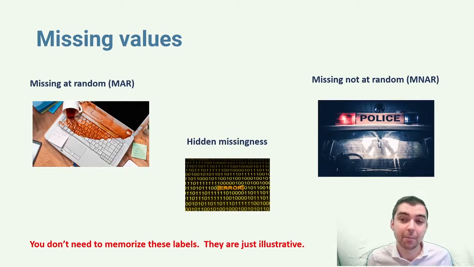A final type is missing not at random. Imagine that you wanted to know the percentage of people that used illegal drugs. So you walk out into New York City and you ask 1,000 random people, do you use illegal drugs? Some people say, I don't want to answer that question. That would be a missing value. Now, would there be a pattern between whether or not people decide to ignore you and whether or not they're using drugs? Probably yes.